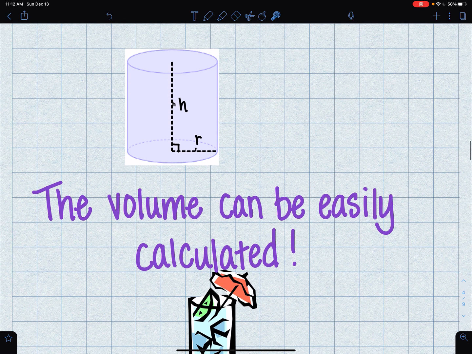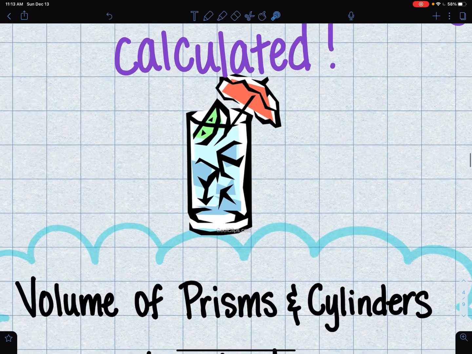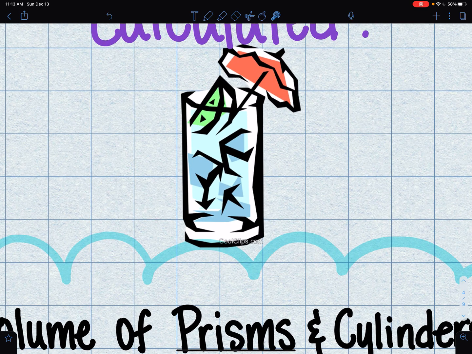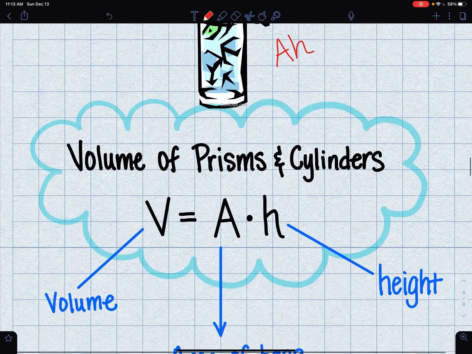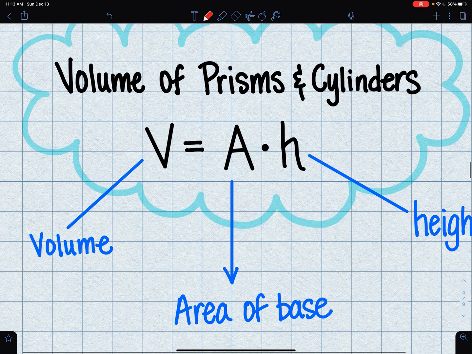And I look at this cylinder and I see a cup of refreshing cold water. Have you ever experienced that? Like on a really hot day and you just drink a cup of refreshing cold water and you say, ah, that tastes delicious. Well, the volume that you're drinking can be easily calculated in 3 easy steps. Just kidding about the 3 easy steps.